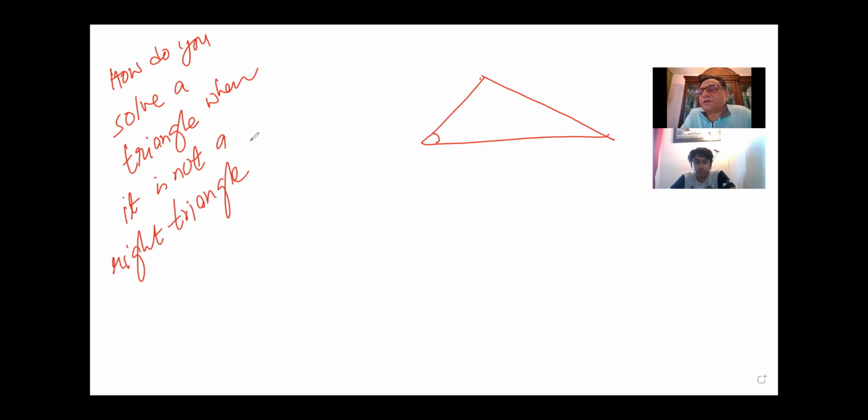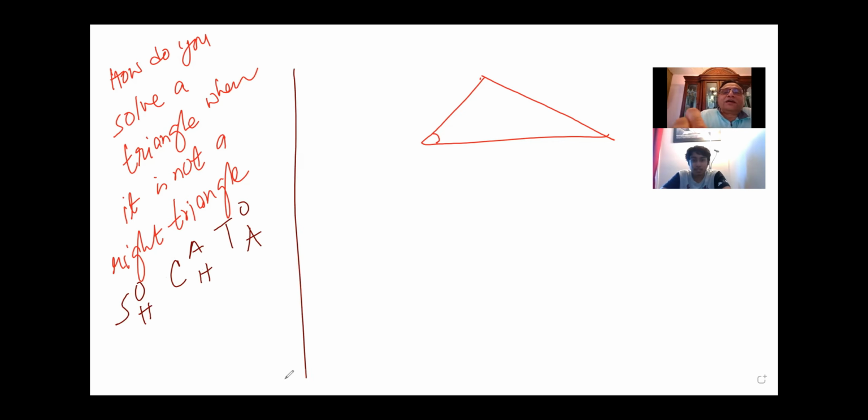When it is not a right triangle? Because all the trigonometric ratios said what? Let's write down SOHCAHTOA. Sine is opposite over hypotenuse, cosine is adjacent over hypotenuse, tan is opposite over adjacent. So if it is not a right triangle, how will you get the hypotenuse? You will not get a hypotenuse. So you cannot find sine theta and cos theta, correct? So that is the difficulty, and that is where we get to sine law and cosine law. Is it okay?